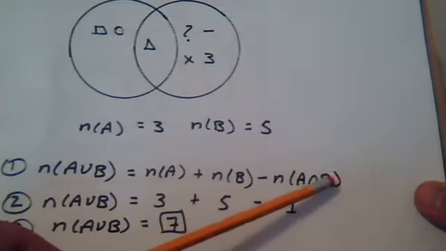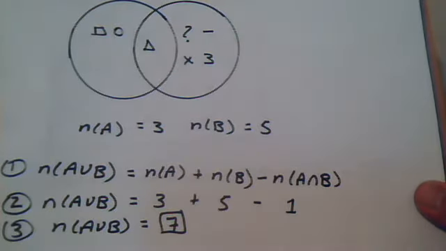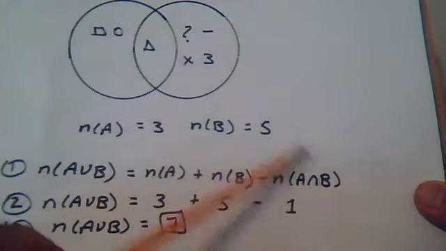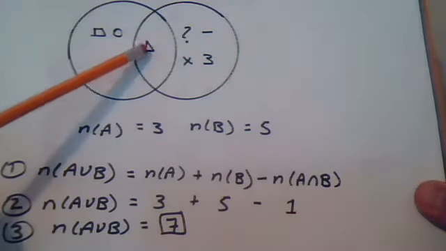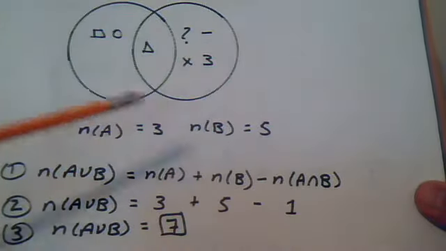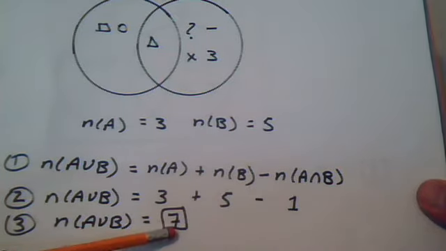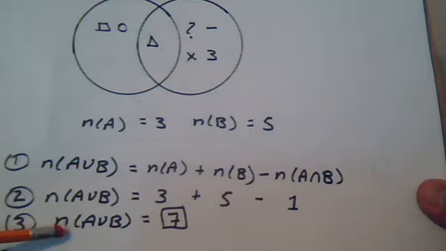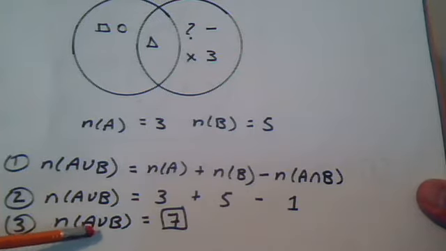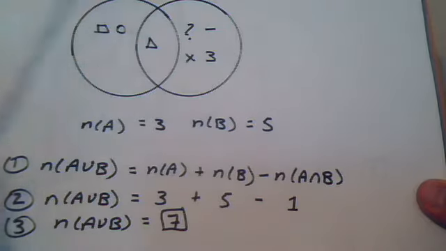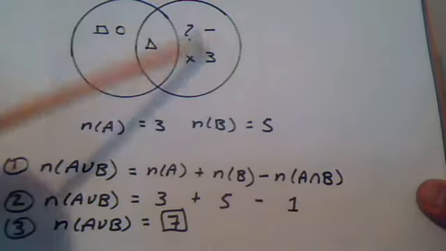If there were no overcounts, if these two were separated like the first question, then this would be 0. There are no overcounts. But here we have overcounts, so we have to subtract 1. And notice after you say 3 plus 5 minus 1, you get 7, which is in fact the correct answer for the number of members in the union of A with B.